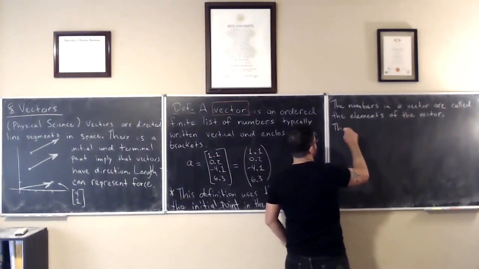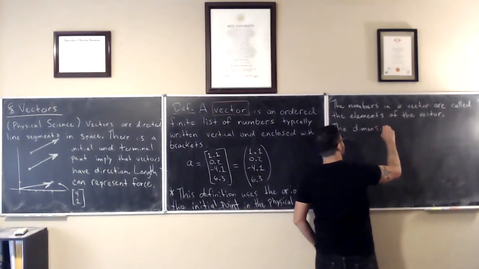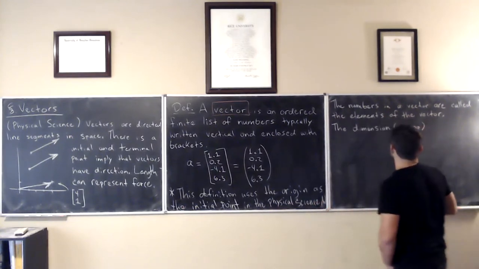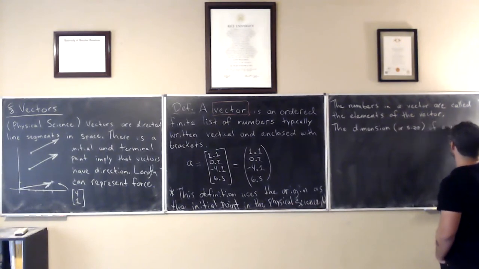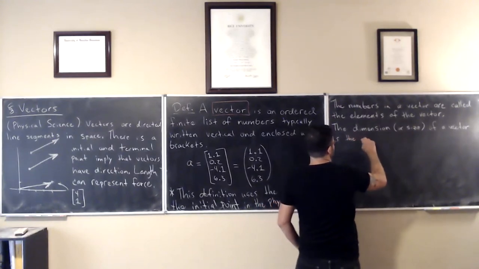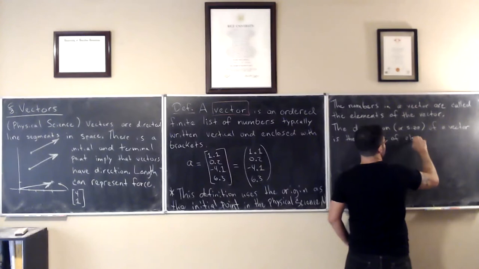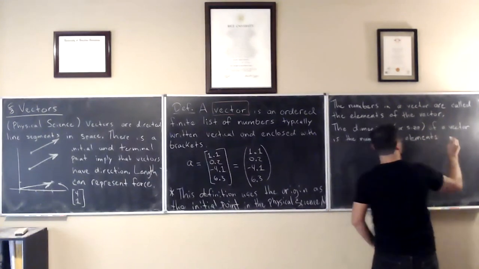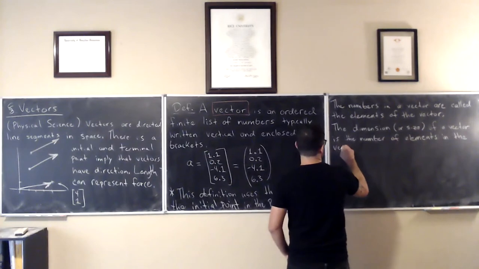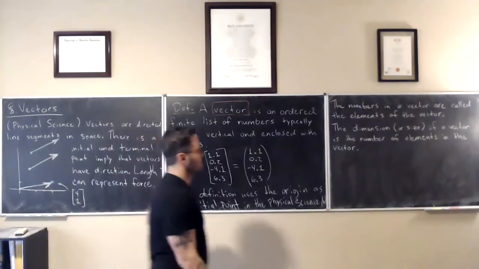What else can we say about vectors? The dimension, sometimes called the size, but I don't really like that, and you'll see why in a bit. The dimension of a vector is the number of elements in the vector. So for example here, A is a 4-element vector, okay?